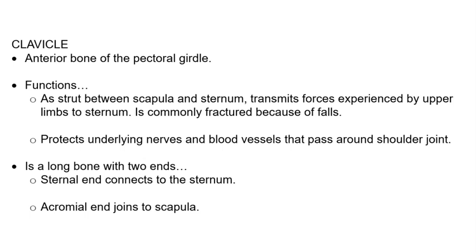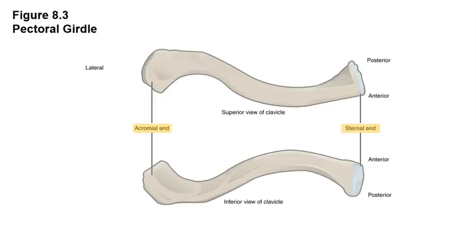The clavicle also protects underlying nerves and blood vessels that pass around the shoulder joint. It is a long bone with two ends. The sternal end, as its name implies, connects to the sternum and forms a joint with the sternum, while the acromial end forms a joint with the scapula. Figure 8.3 examines the two ends of the clavicle. The sternal end towards the right side of the diagram is the blunted round end of the clavicle, while the acromial end on the left side is flattened and square in shape.